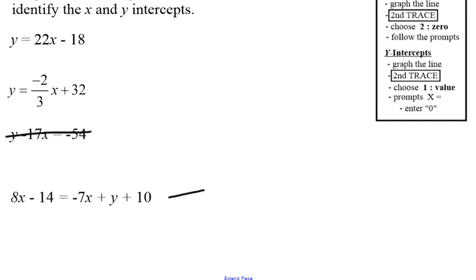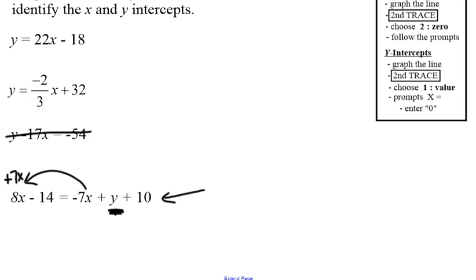But let's take a look at here first. We need to create slope-intercept form. We need to get y by itself. I like this y because it's positive. That means if I want y by itself, I'm going to move negative 7x over to the left side. By moving a negative 7x, I'm adding 7x.